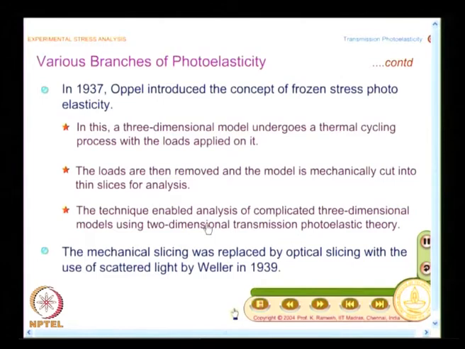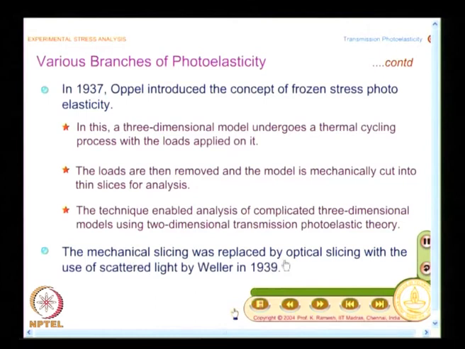And what you need to look at is, whenever you find there is a development, there is a parallel criticism about it. When you are doing a mechanical slicing, in those regions where you slice it, you lose some material. So, people thought, why not improve this process. This initiated the replacement of mechanical slicing by optical slicing with the use of scattered light by Weller in 1939. So, another branch of photoelasticity called scattered light photoelasticity came into existence. So, this is how research proceeds.